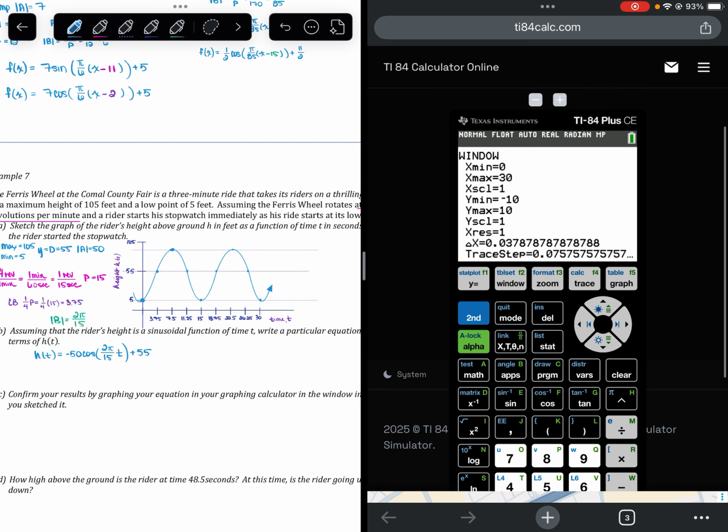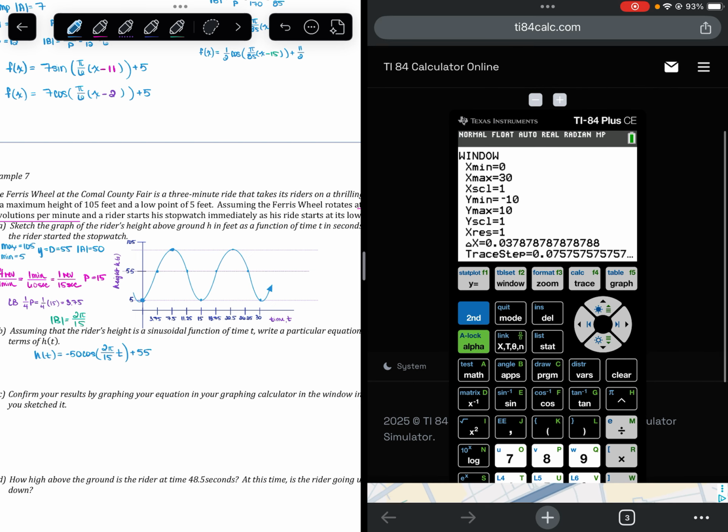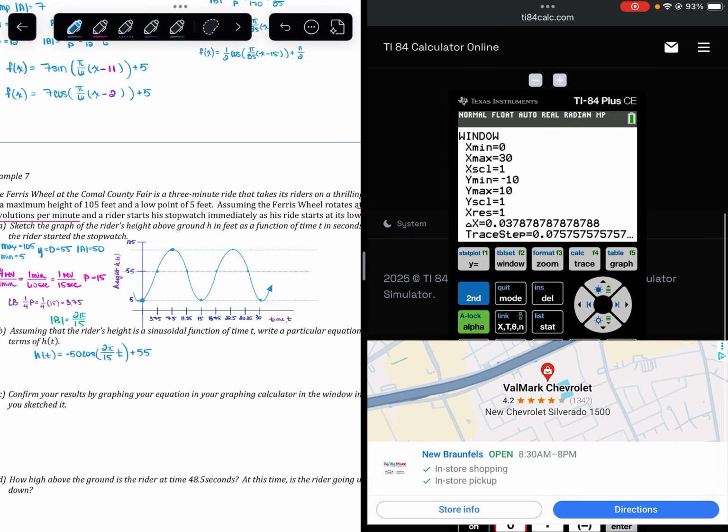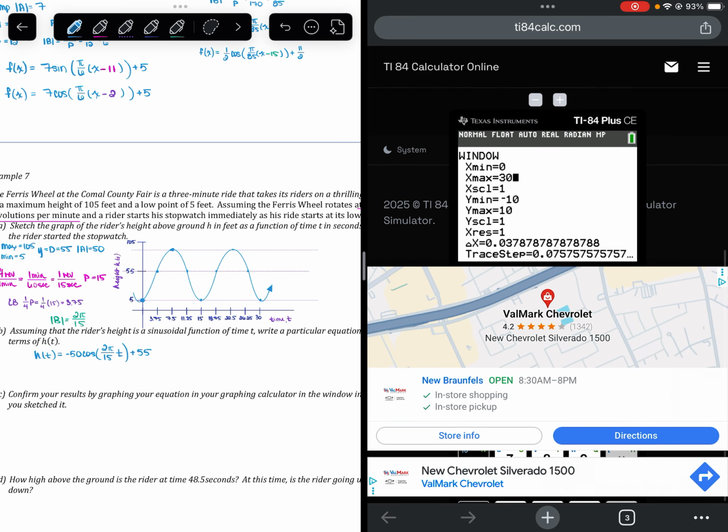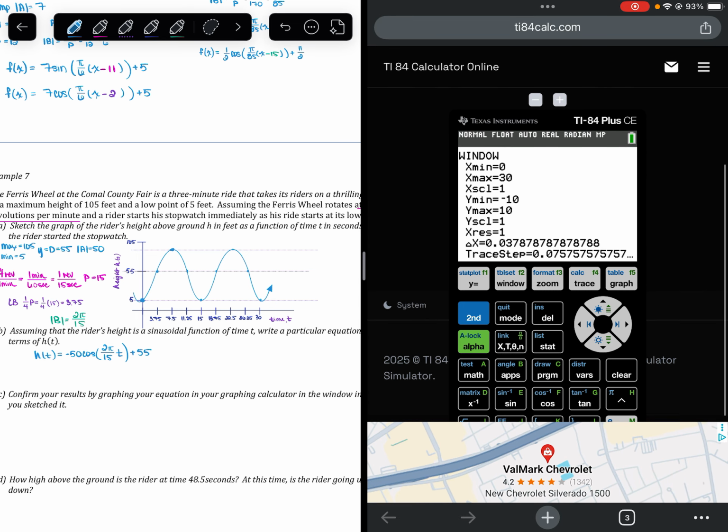Oh, come on. Gotta get the calculator up. Yeah, there's some ads for the back of the truck at Valmart Chevrolet. No, thank you.